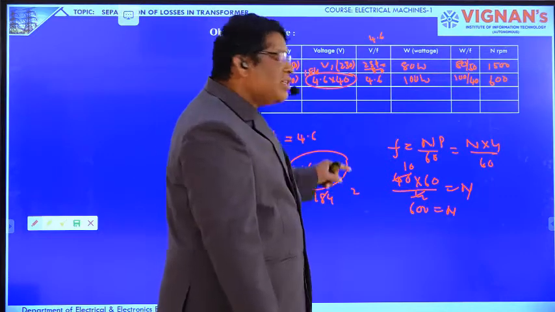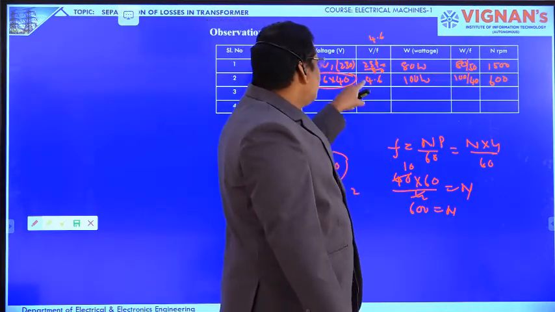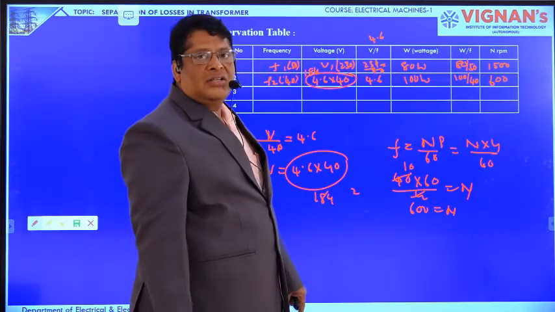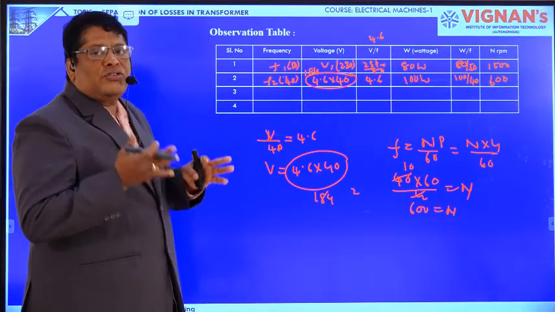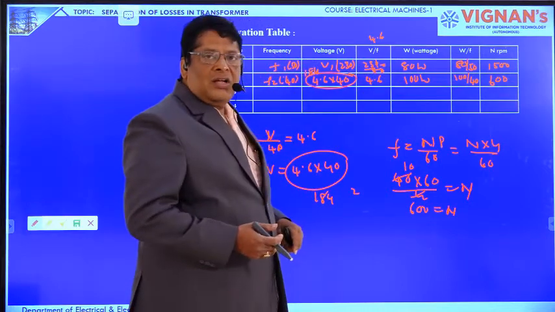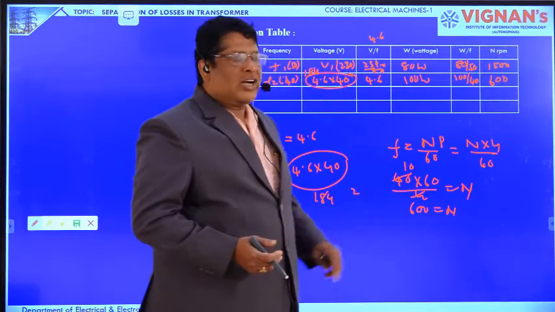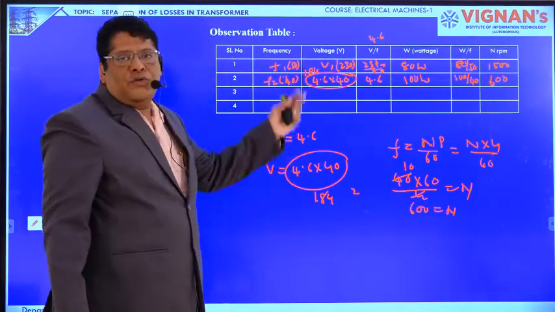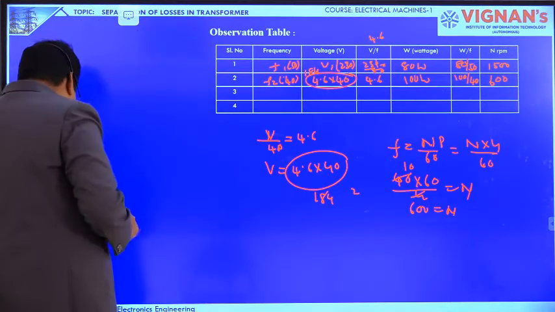Now by changing the field current, you have to maintain the voltage at 184 volts, or something like that. So at every reading, you have to maintain the V by F ratio. Once you maintain the V by F ratio, you note down the wattmeter reading. The wattmeter reading divided by the frequency gives W by F for the corresponding speed. In that manner, you take 3 to 4 readings.